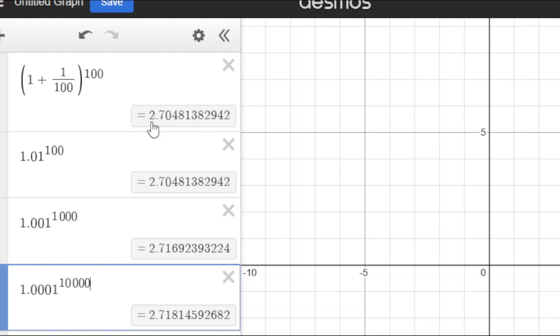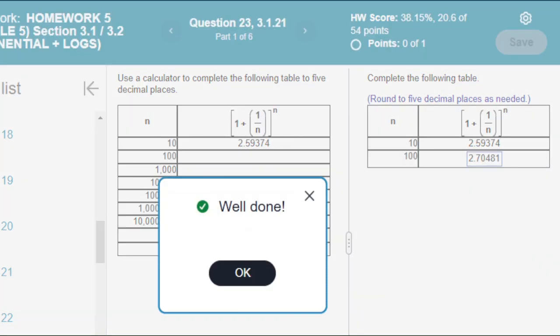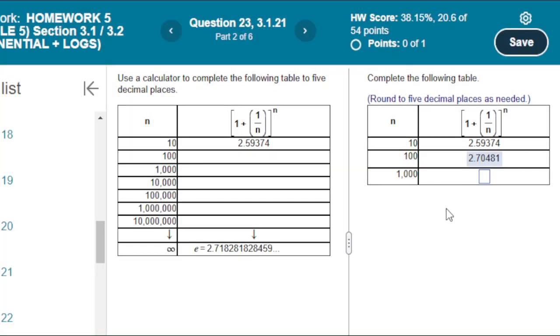So let's do the first one, 2.70481. Okay, and then go on down and fill in the rest of the chart all the way up to n equals 10 million.